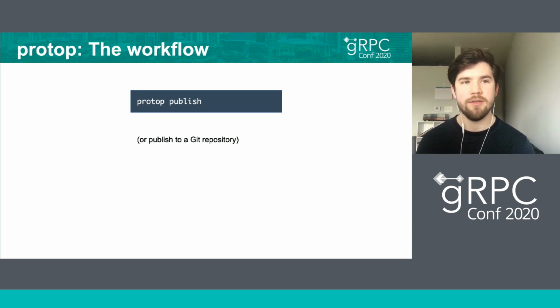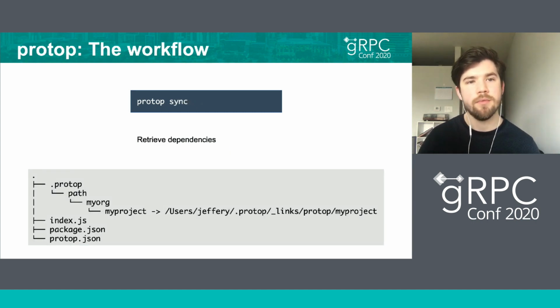And the alternative to that is to just simply publish the project to a Git repo. This is the easiest way and probably what we're already doing if you have your individual proto repos. So all you need to do is just drop in a manifest, and then technically it's a published proto package.